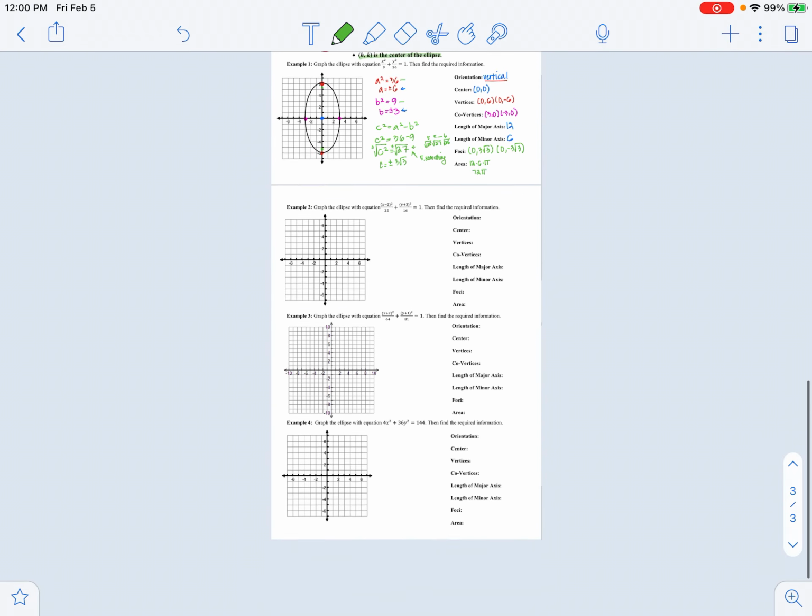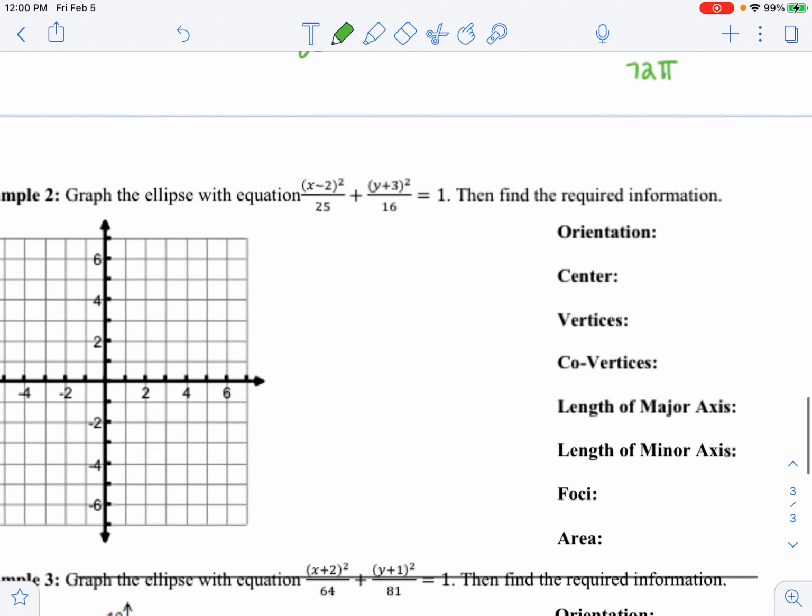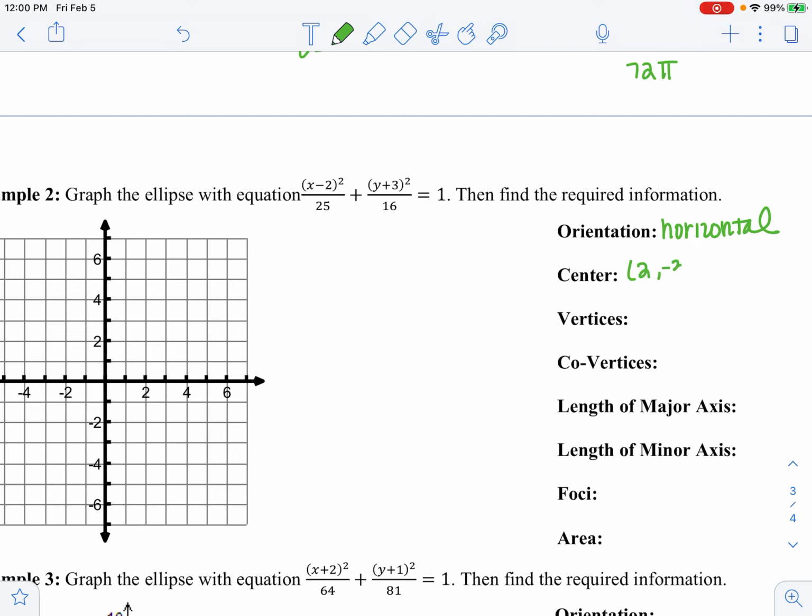Notice the rest of it is just graphing. There's 3 more. All right, this one here, I need the orientation first. So I look at the denominators. I see that this denominator is bigger, so this is a horizontal ellipse. I'm going to get the center next, which is 2, negative 3, h, k. 2, negative 3, graph it.